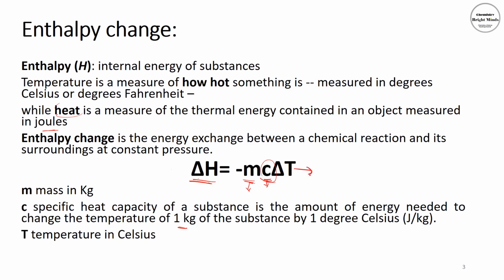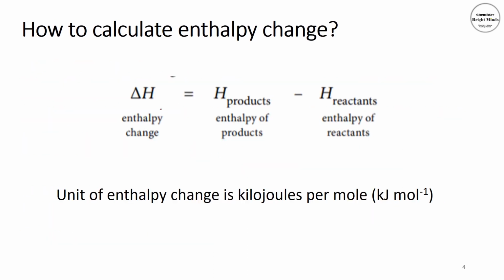But delta T reflects the energy change of my substance, because the delta T that I'm calculating is T final minus T initial. This gives me the change in temperature of my reaction. So this difference multiplied by the specific heat multiplied by the mass gives me what we call the enthalpy change. Again, you have to remember the enthalpy change itself is the enthalpy of my products minus the enthalpy of my reactants. The unit of enthalpy is kilojoules per mole.